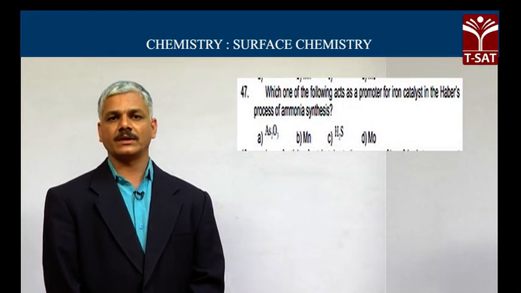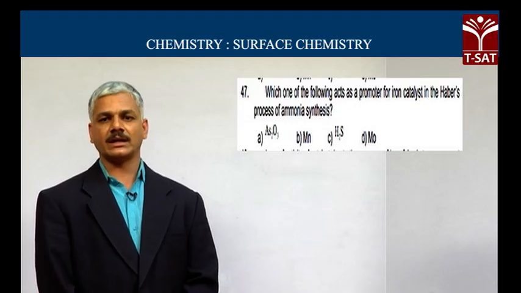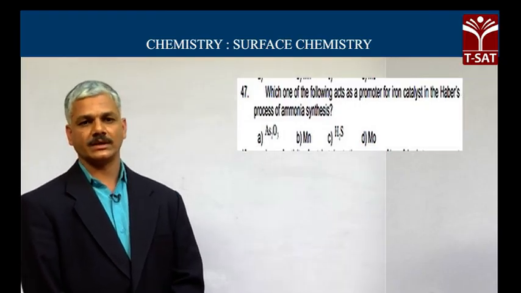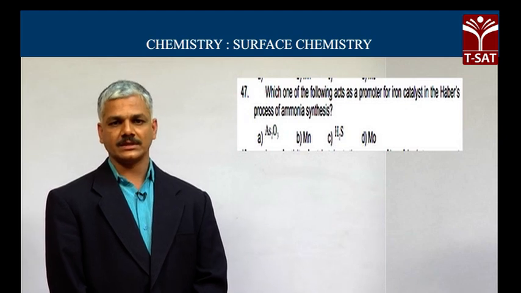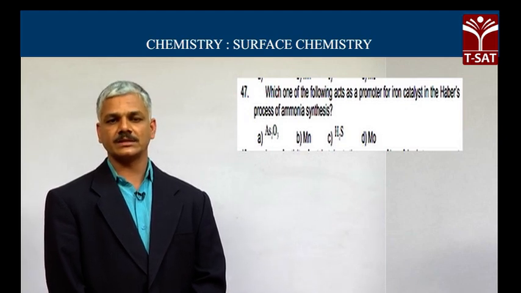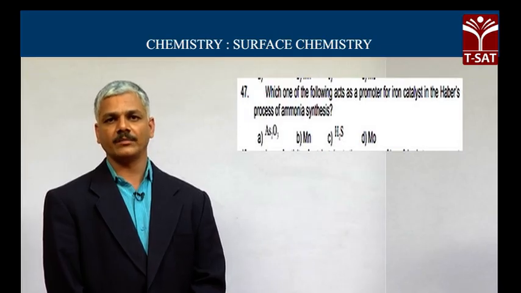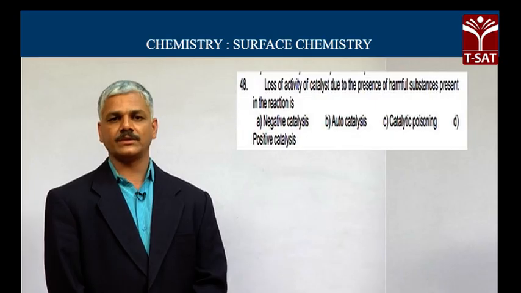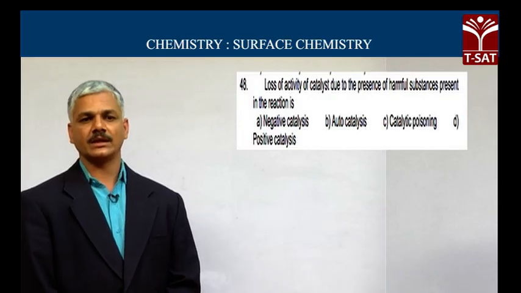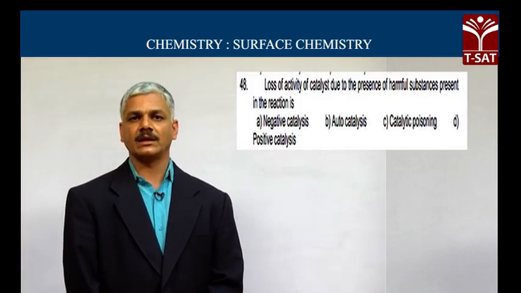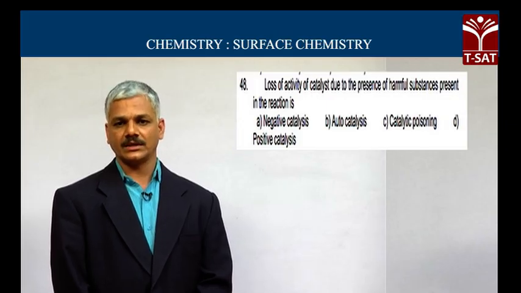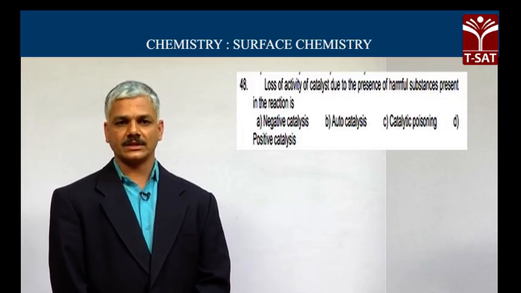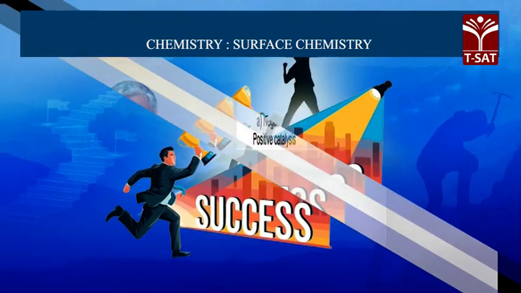47. Which one of the following acts as a promoter for iron catalyst in the Haber process for ammonia synthesis? Given options are: arsenic oxide, manganese, hydrogen sulfide and D, molybdenum. Correct option is D, molybdenum. 48th question. Loss of activity of catalyst due to the presence of harmful substances present in the reaction is. Given options are: negative catalysis, autocatalysis, catalytic poisoning, positive catalysis. Correct option is C, catalytic poisoning.